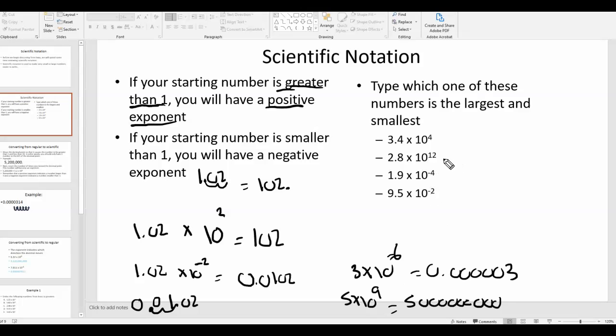Okay, so the biggest is definitely going to be this one right here. You can tell because it has the largest positive exponent. Remember, positive exponent means big number. The number that is the smallest is going to be this one right here, the 1.9 times 10 to the negative 4. Negative exponent means a small number, and so the more negative it is, the smaller the number is. Okay, so pause there and make sure you understand writing numbers in scientific notation.